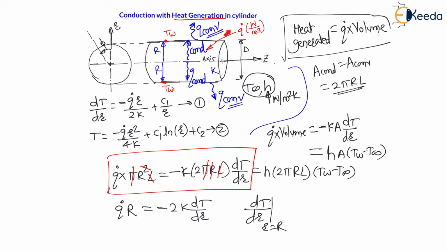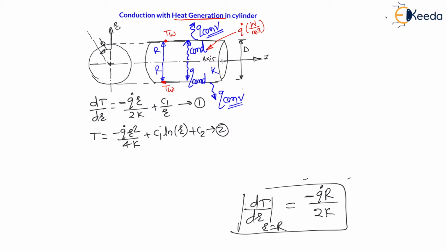This area we have considered whenever r is equal to capital R. Here the volume as well as area we have considered whenever r is equal to capital R. Therefore, dt by dr, whenever r is equal to capital R, becomes equal to minus q dot R divided by 2k, right? This is a very important boundary condition, my dear students. This is the temperature gradient whenever the radial distance becomes equal to capital R, that is the radius of the cylinder, that is minus q dot capital R divided by 2k. Now, let us equate with equation number 1.